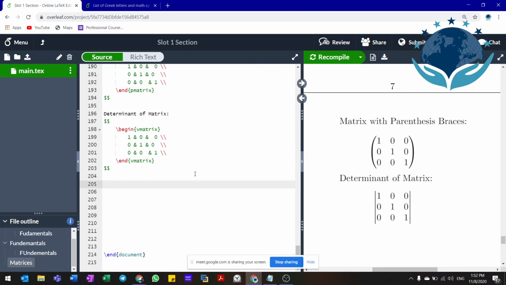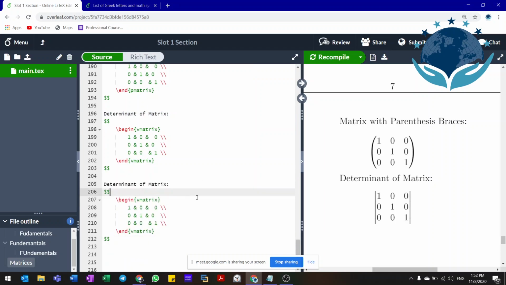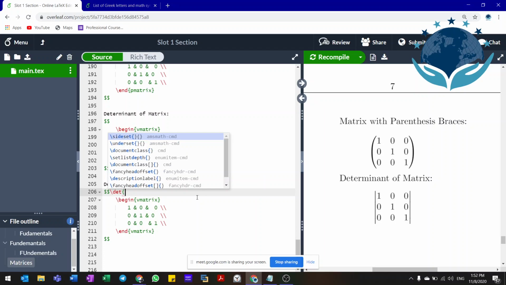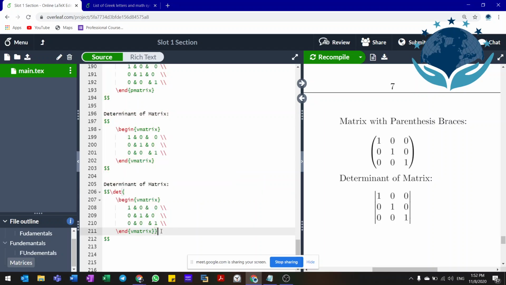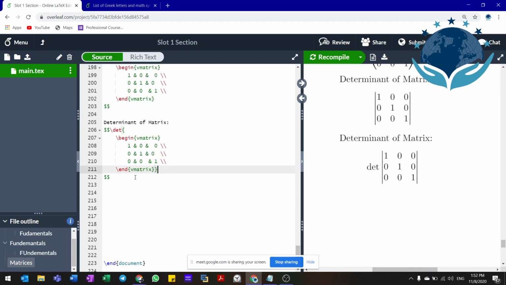For having the determinant keyword itself, some people will write it using the keyword determinant, let's say det of this. That's all. So slash det of this, slash begin V matrix followed by the elements, followed by the end of V matrix. Here you can use the word slash det, as I told you in the trigonometric functions. The same scenario here.